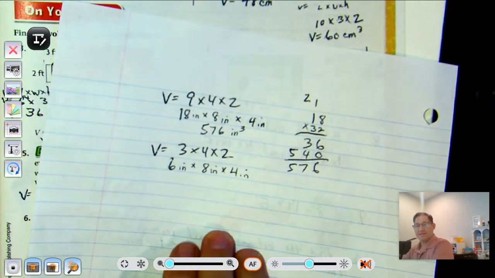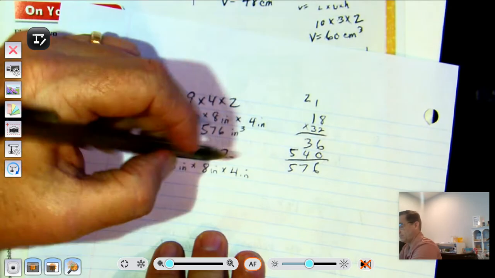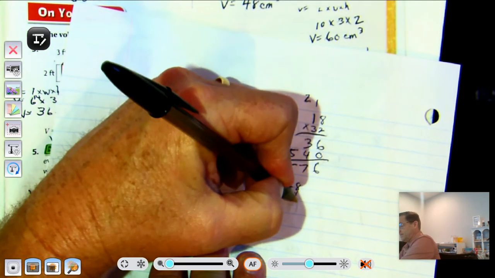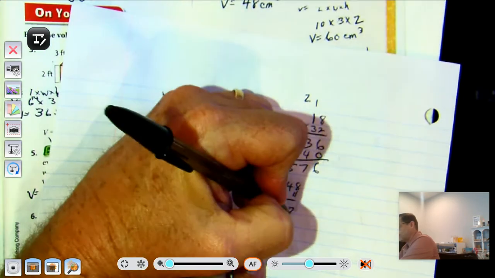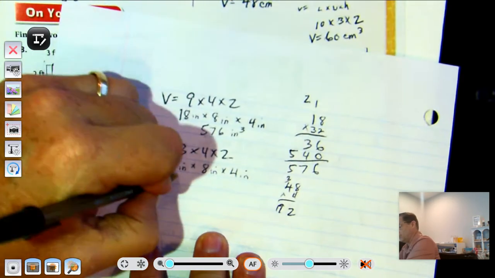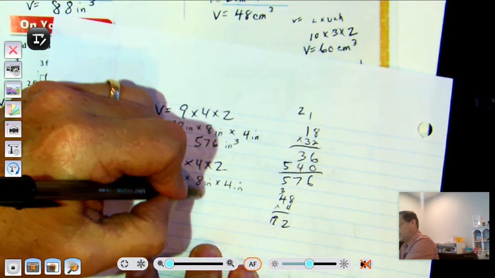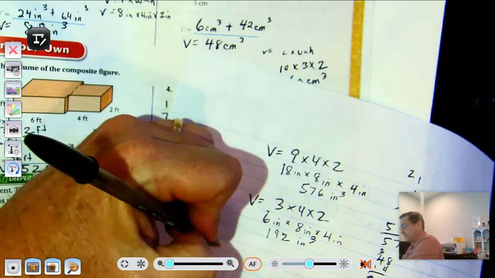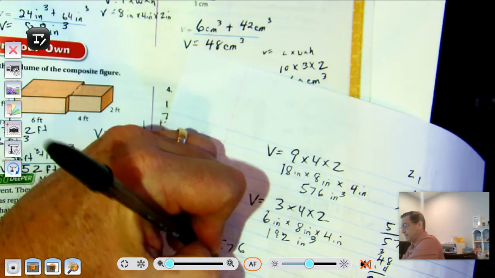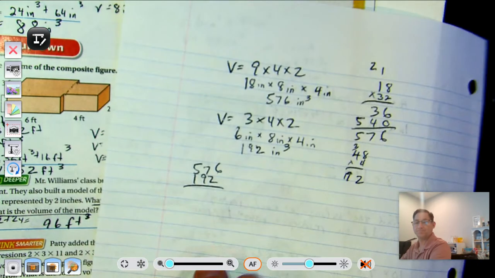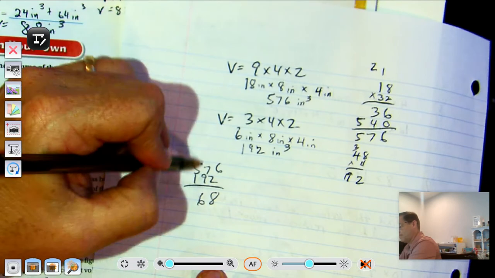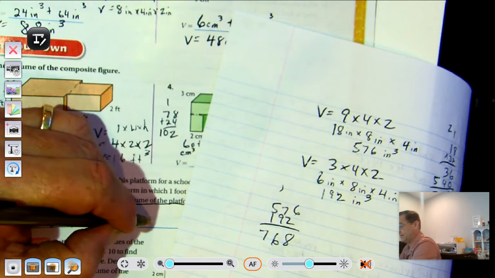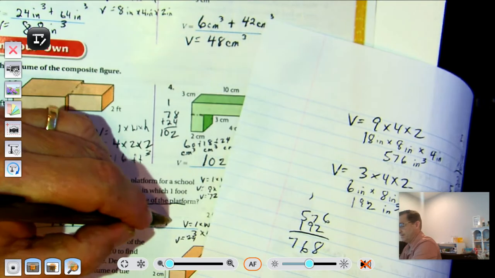And 6 times 8 times 4. Well, 8 times 6 is 48. So 48 times 4, 192 cubic inches. So we have to add 576 and 192. And that will give us 768 cubic inches.